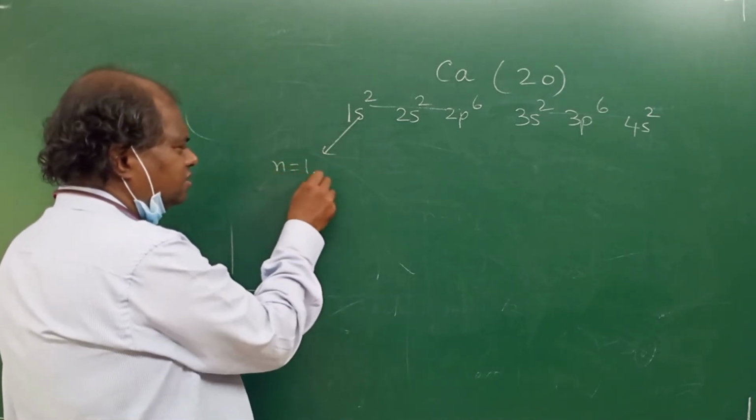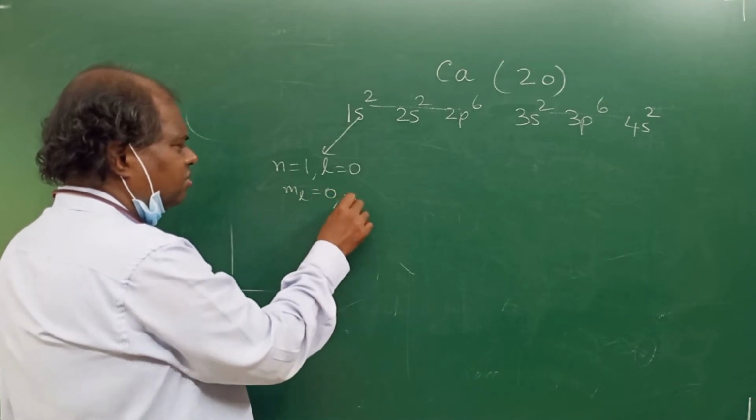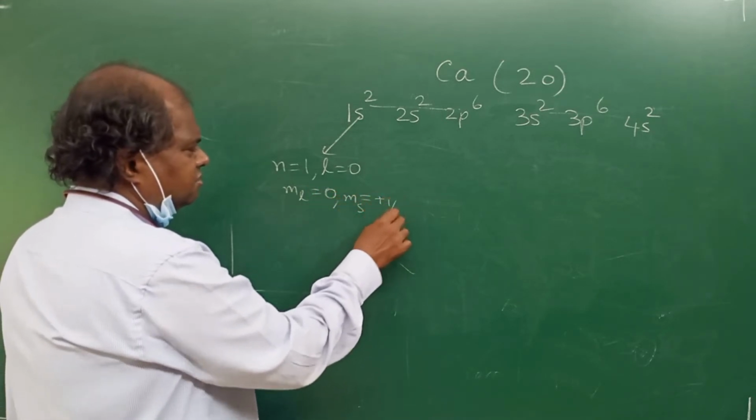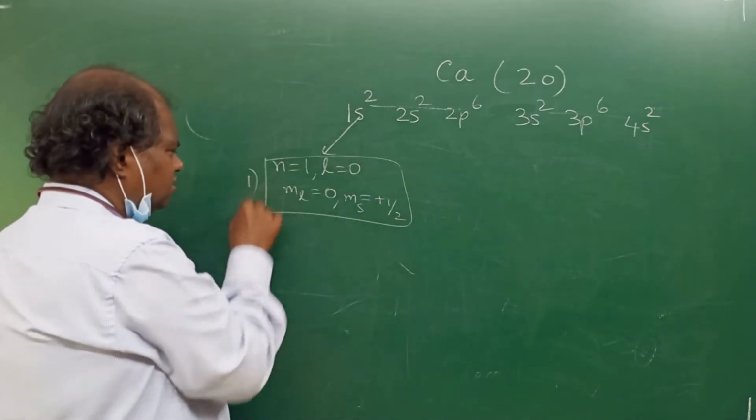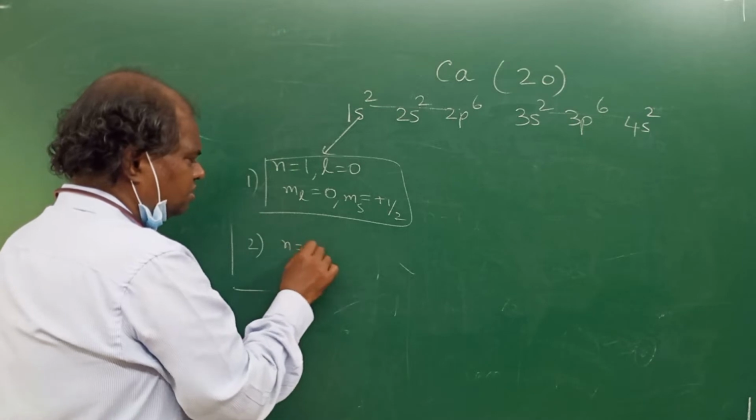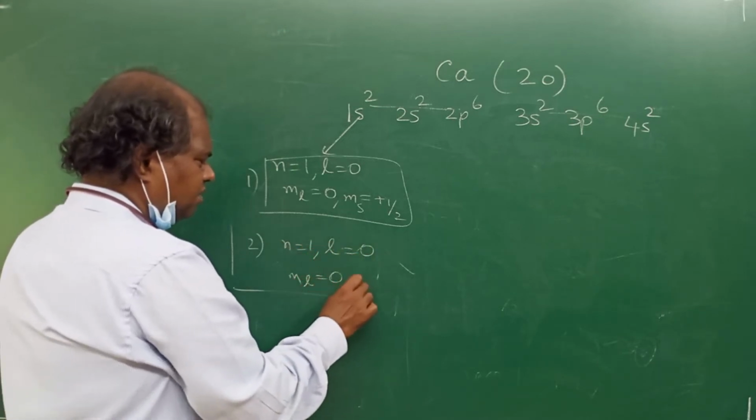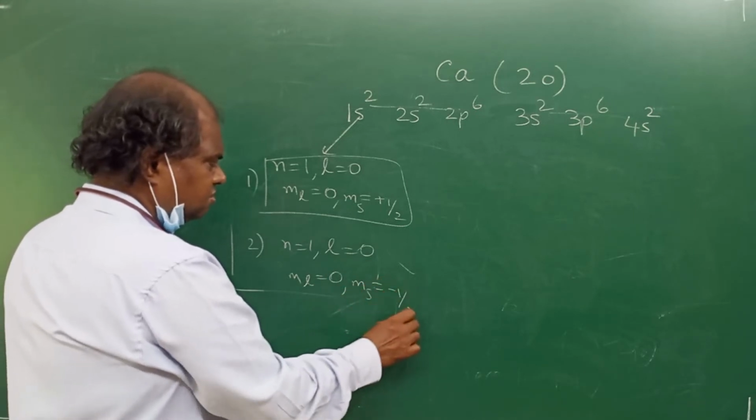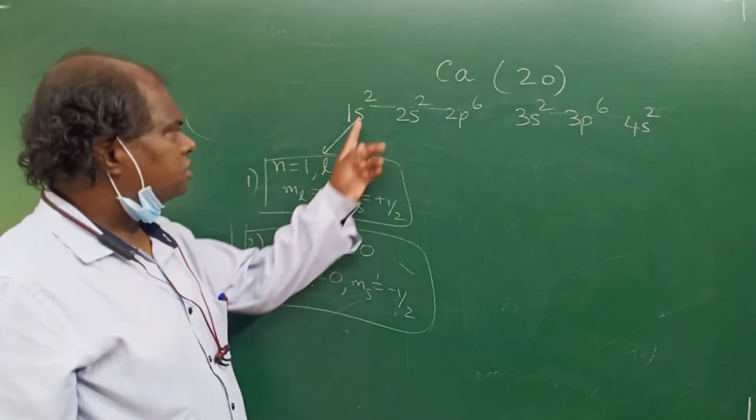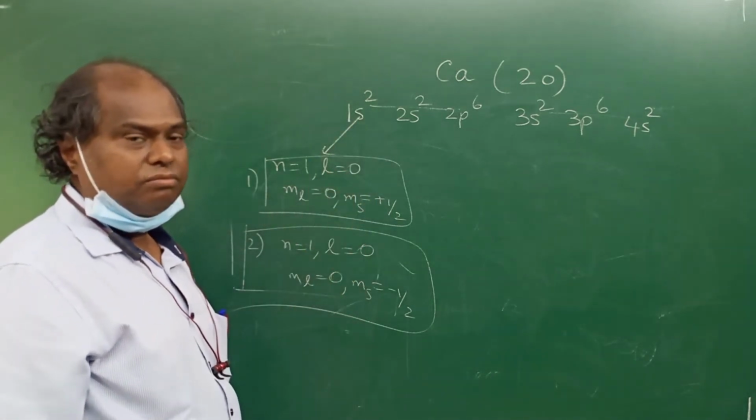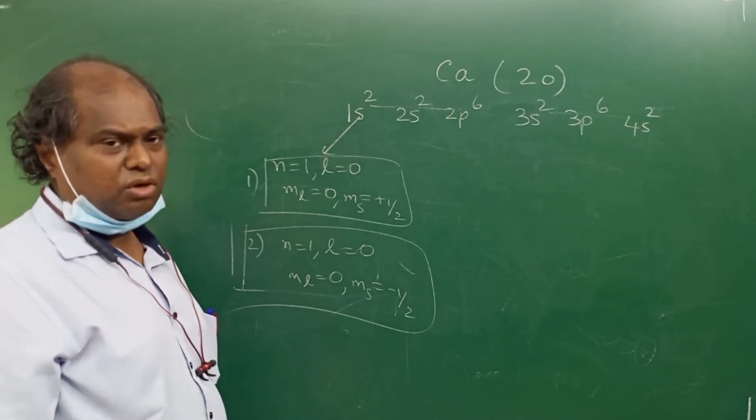n is equal to 1, l is equal to 0, ml is equal to 0, and ms is equal to plus half for the first electron. For the second electron, what are the numbers? n is equal to 1, l is equal to 0, ml is equal to 0, but ms is equal to what? Minus half, right? Okay. So this is for 1s2. Students, I hope you are getting it.